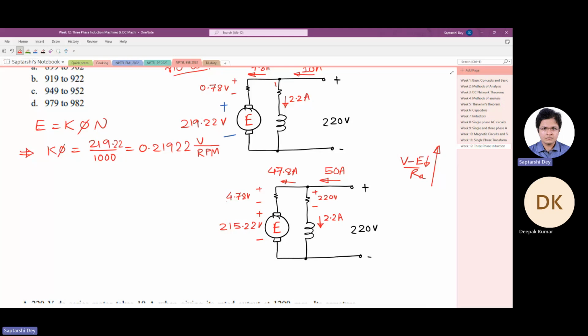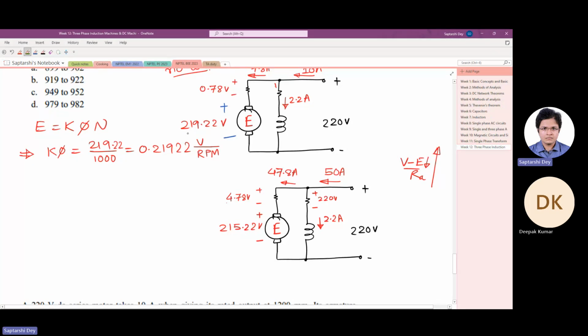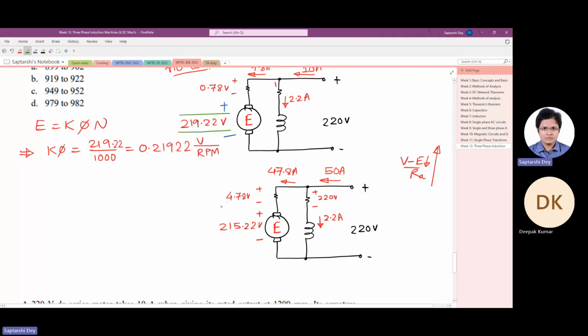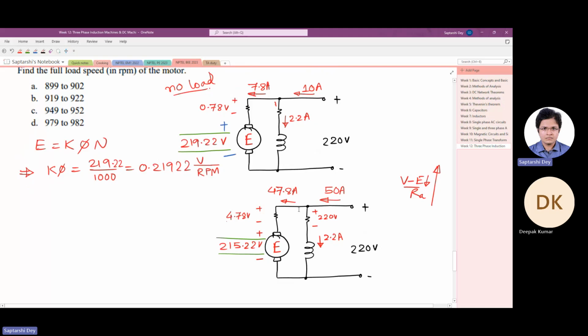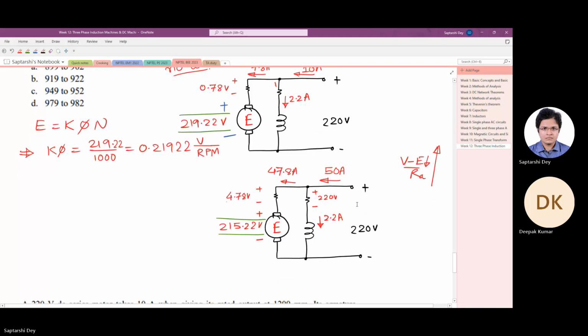Now, if you simply compare the back EMF of the previous case and the back EMF of this case, you see the back EMF has dropped. Why? Because the speed has dropped. And since the back EMF has dropped, it is now drawing more current. The armature was drawing, say, 7.8 ampere current before, it is drawing 47.8 ampere current now.